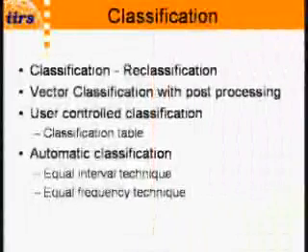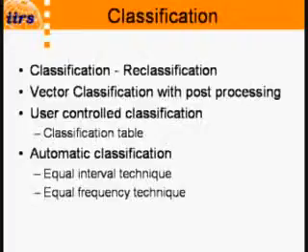Vector classification with post processing is required. Whenever you do a classification, like a vector classification or a visual classification, you can do post processing by reclassifying your original codes into new codes. And then you can have a user controlled classification wherein you use a classification table, and you can also use an automatic classification, which we generally do in raster data analysis.